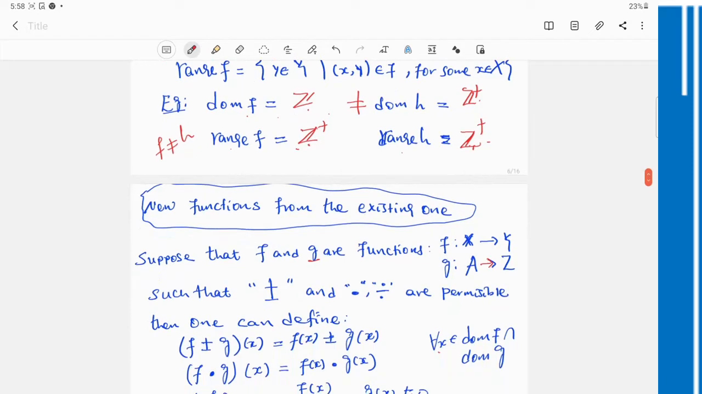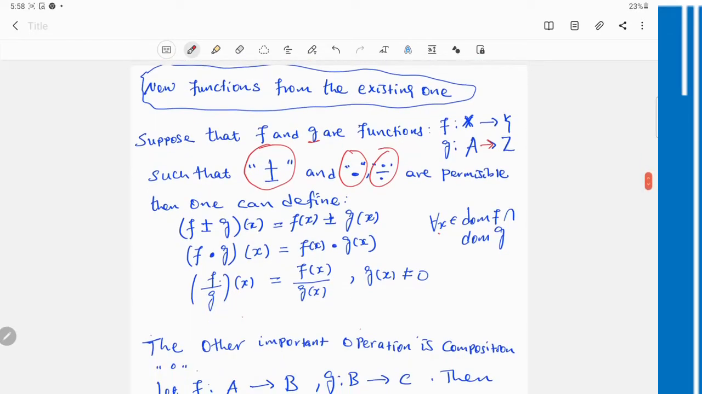So the next is, how can you get a new function from an existing one? To get a new function from existing ones, we use these operations: addition, subtraction, multiplication, and division. If you have two functions f and g, then we define an addition or subtraction, or multiplication or division, like this, provided that the domain of f intersection domain of g is non-empty. If it's empty, then we'll have an empty function, so it's not a new function.